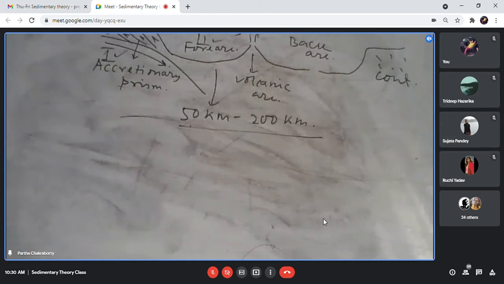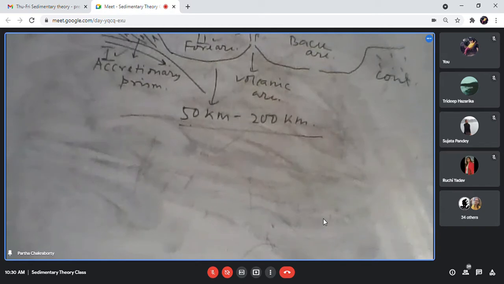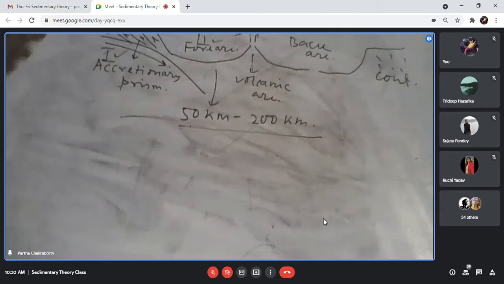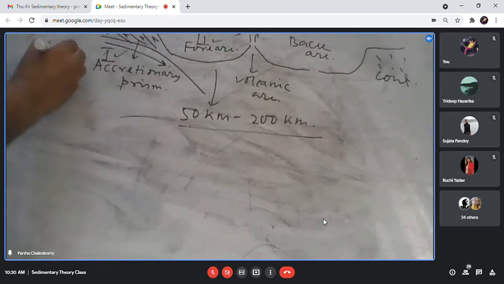Now the question comes: why does the angle of subduction vary? It varies with the age of the subducting slab. Age of the subducting slab.